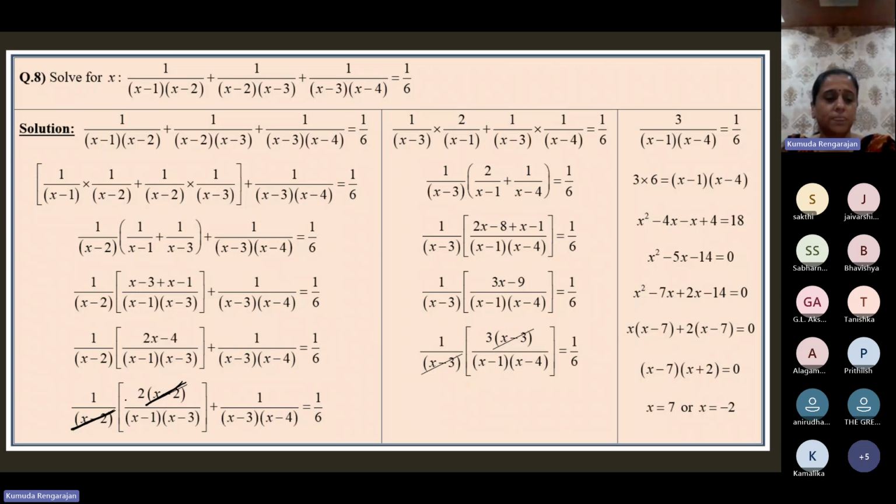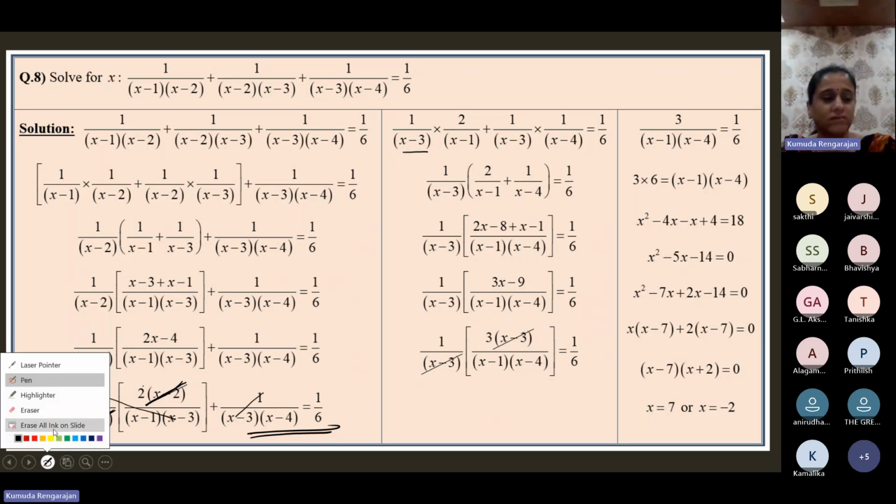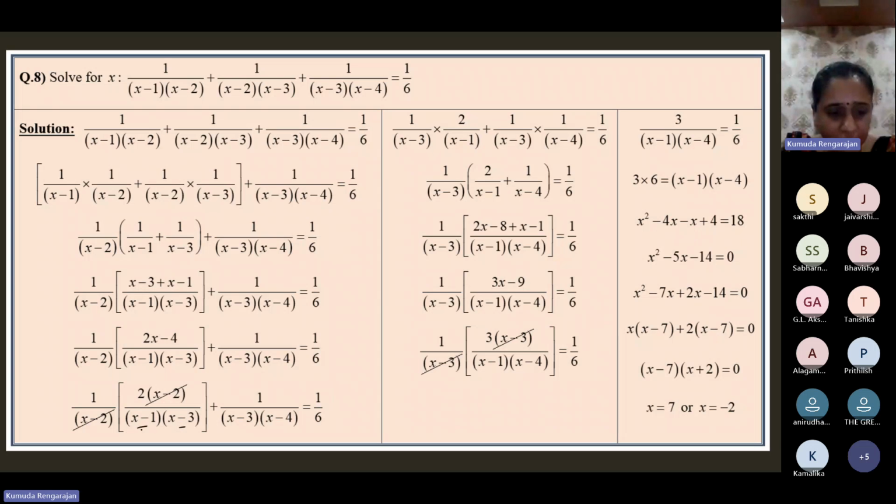So what are we left with? In the numerator, we have 2. And in the denominator, we have x minus 1 and x minus 3. So now we have to work with this and this one. Now here we'll have 1 by x minus 3, right? So here also we'll write 1 by x minus 3 and 2 by x minus 1. See here we have two things now in the denominator, x minus 1 and x minus 3. Here also we're going to get 1 by x minus 3 and 1 by x minus 4. So here we'll write 1 by x minus 3 divided by, 1 by x minus 3 into 2 by x minus 1.